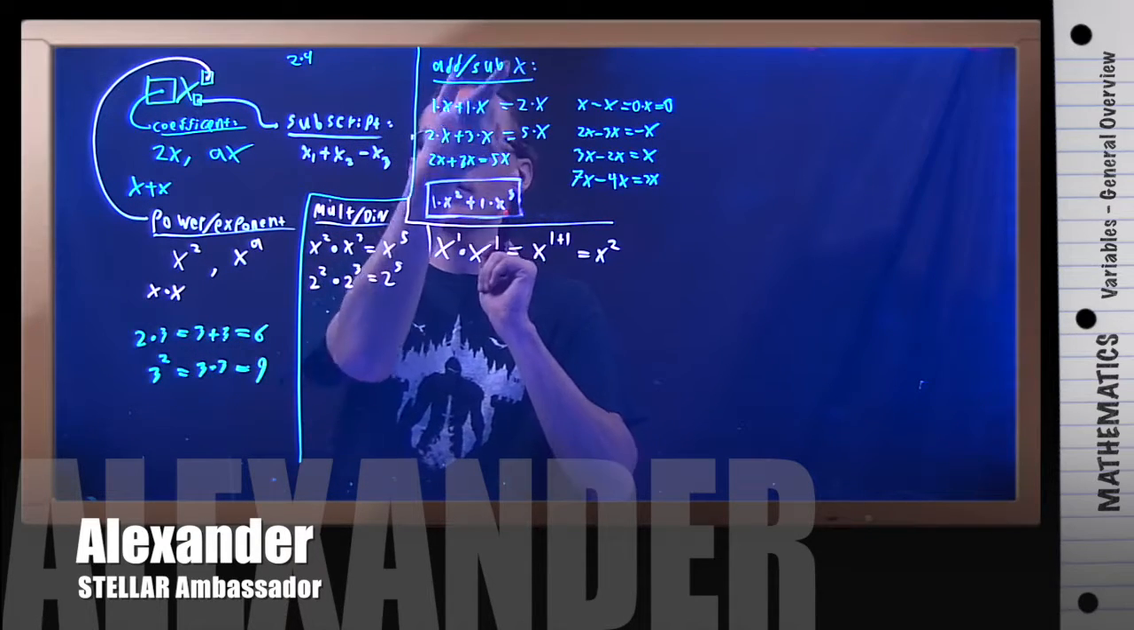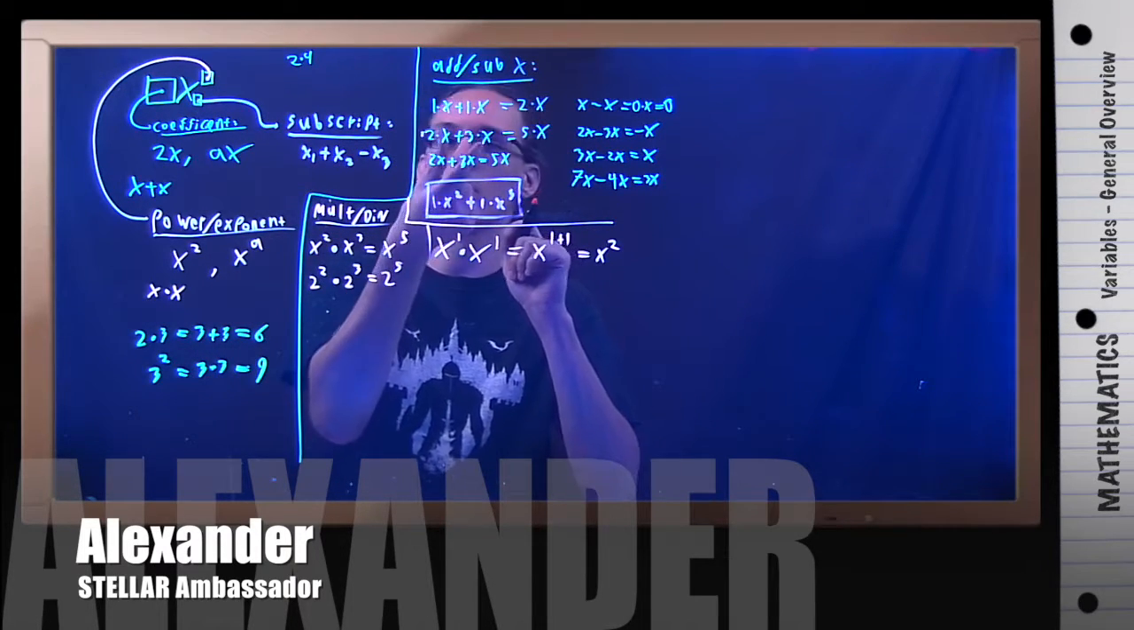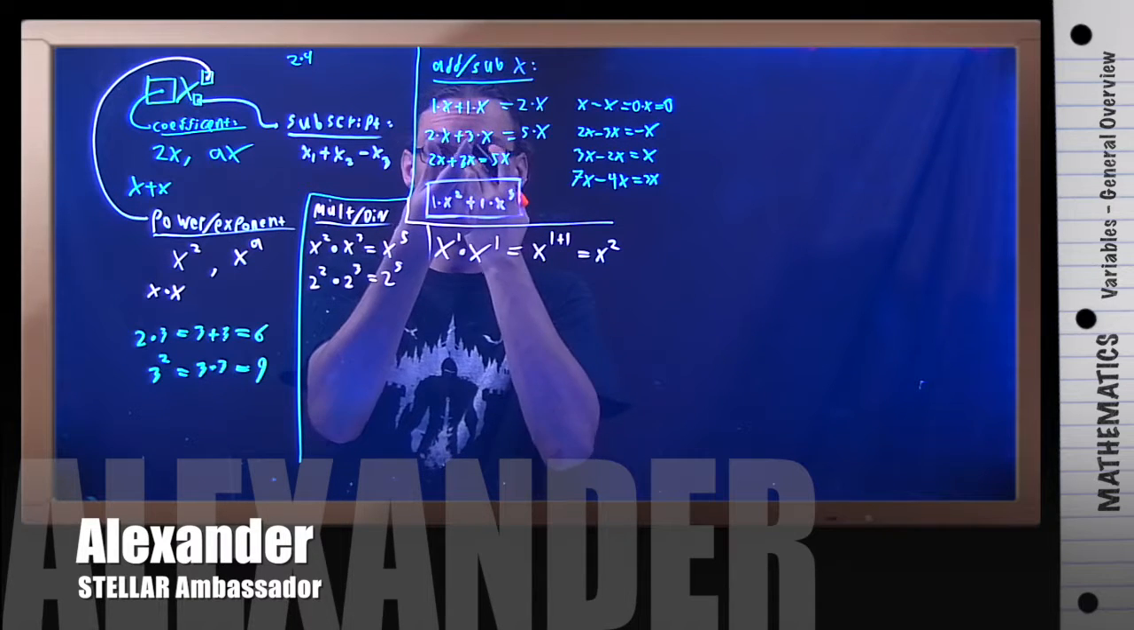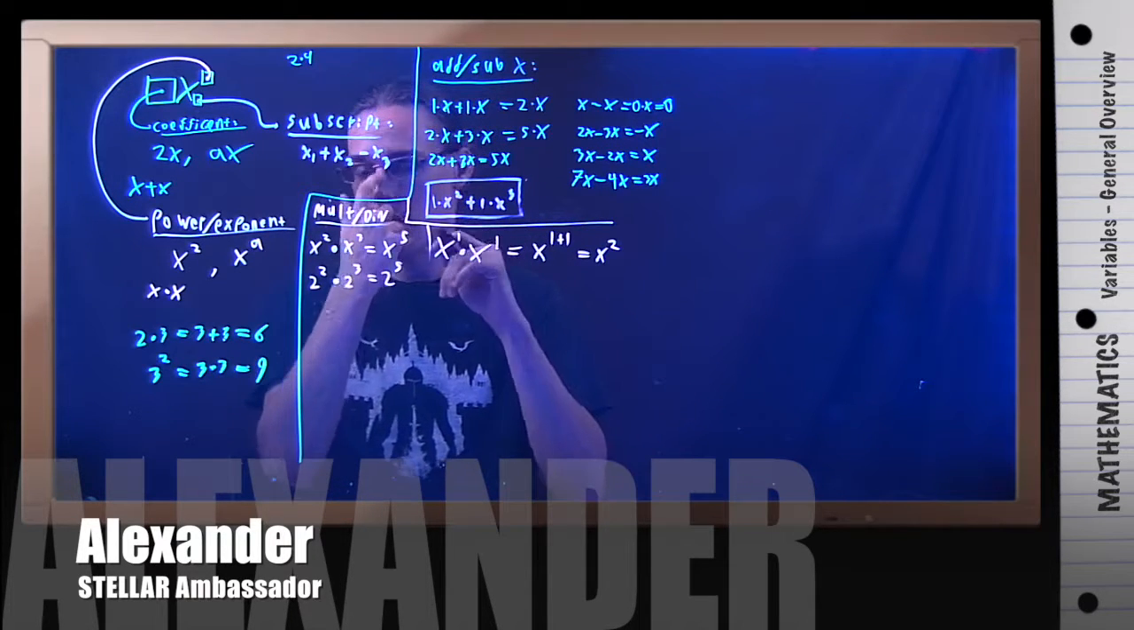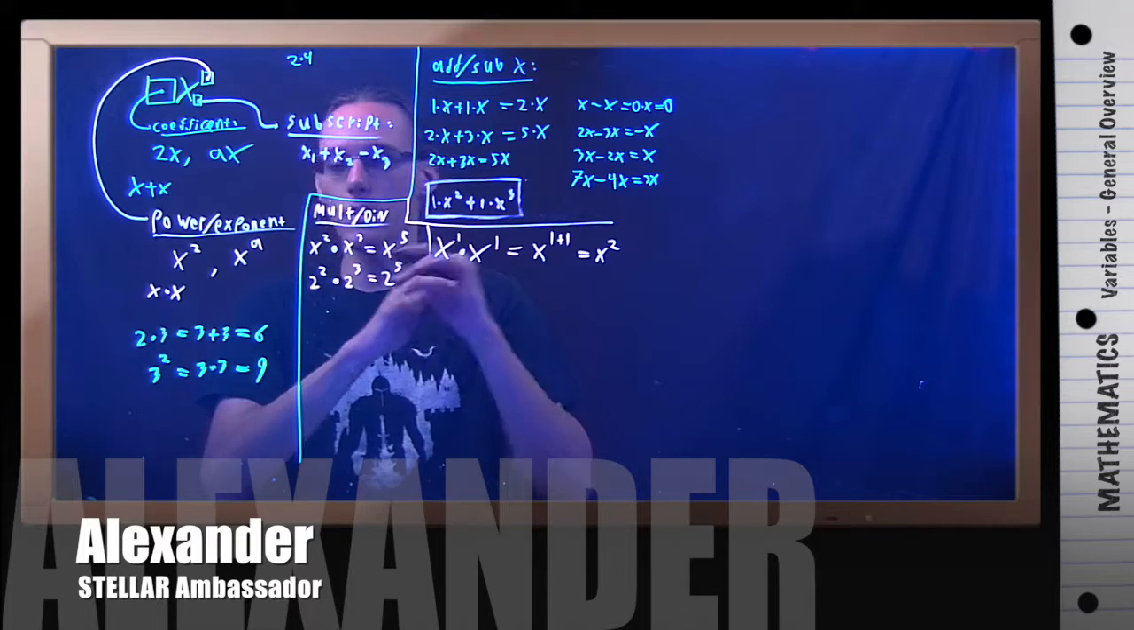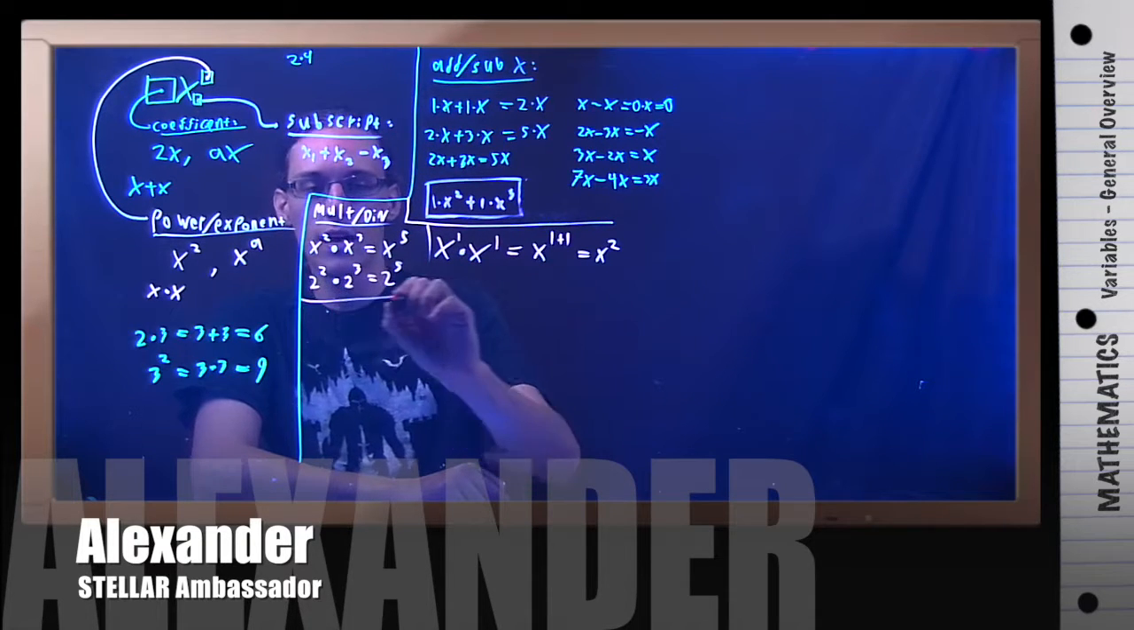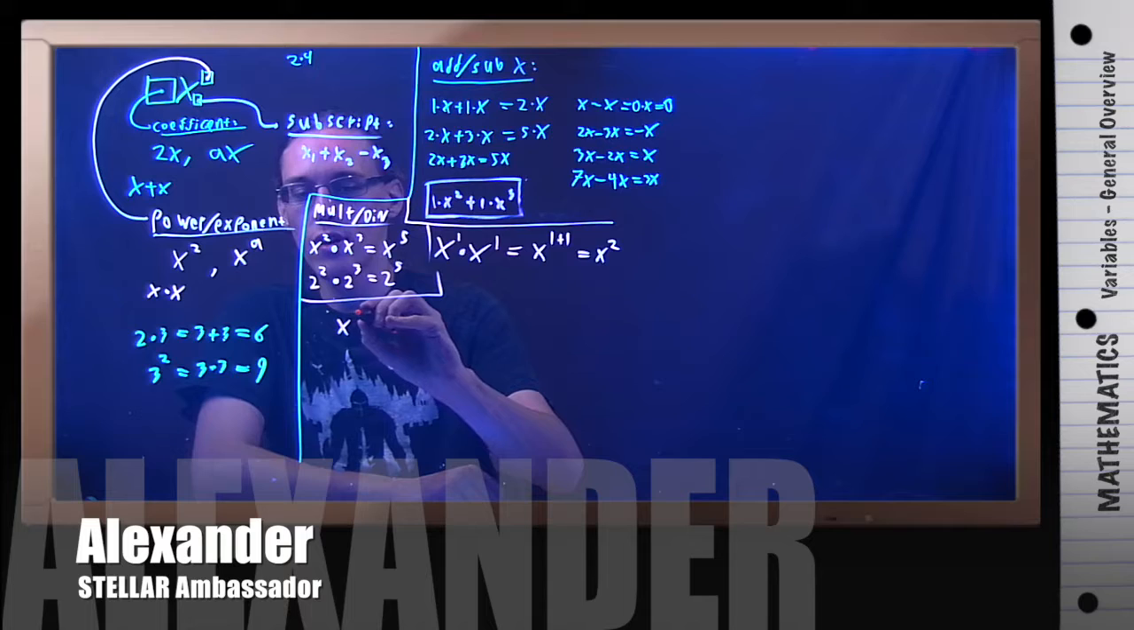For subtraction, nothing really changed here. If they're like terms, you just add the coefficients. And if you're subtracting, you just subtract the coefficients. For exponents, it's a little interesting. Now, if I want to divide, let's say I had x to the 5th over x squared.